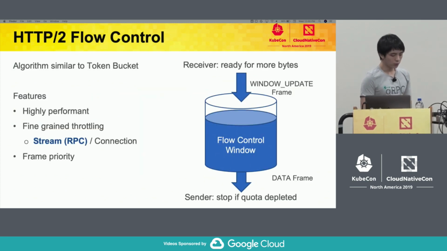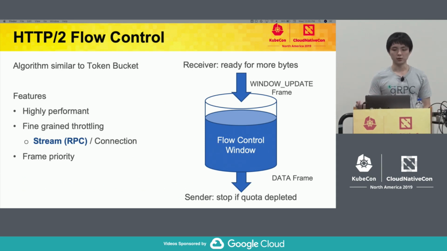So how does gRPC solve this problem? This is the gRPC solution, which is HTTP2 flow control. The algorithm itself is highly similar to token buckets. You can imagine the flow control window as a bucket full of tokens, and the sender will try to grab as many tokens as the size of the data frame. If the tokens are not sufficient, the sender will have to wait.